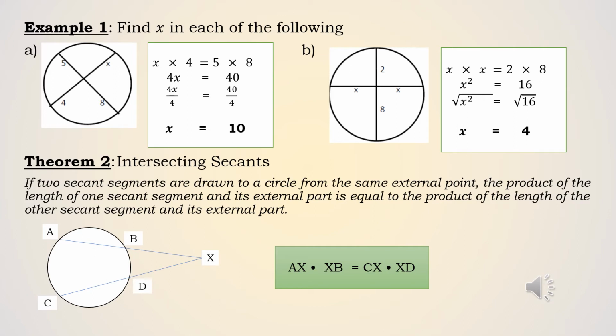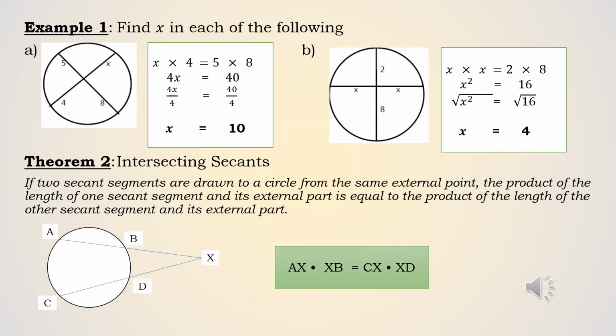Let's go through the examples. Example 1, find x in each of the following. Part A. These questions are based on intersecting chords. So looking at part A, the first chord has x and 4 and the second chord has 5 and 8. So the product of the lengths of the first chord is x times 4, and that is equal to the product of the other chord. So 5 times 8.